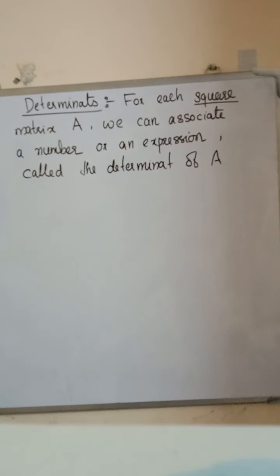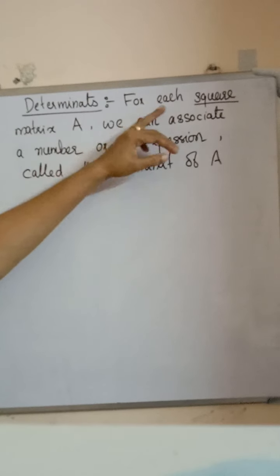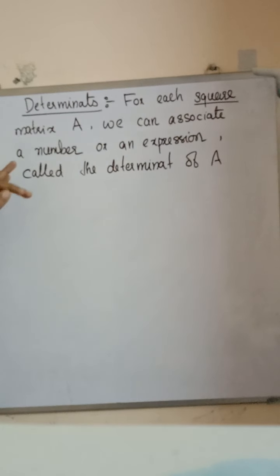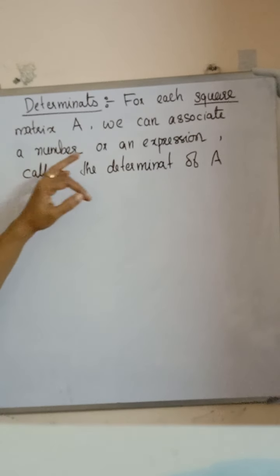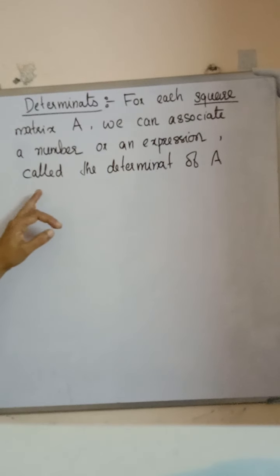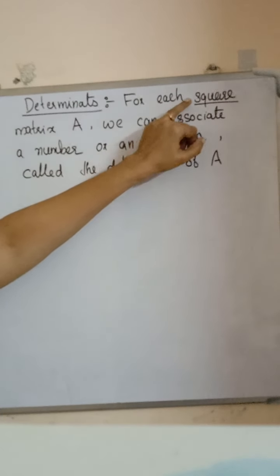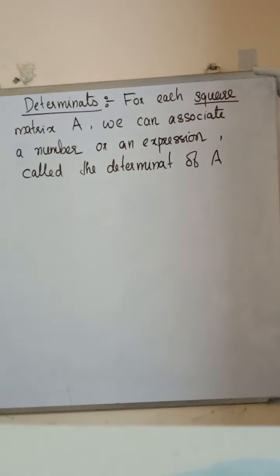Today we discuss the topic determinant. For each square matrix A, we can associate a number or an expression called the determinant of A. Let us see how we find the determinant of a square matrix. The determinant is defined only for a square matrix. That is, for a non-square matrix, the determinant is not defined.